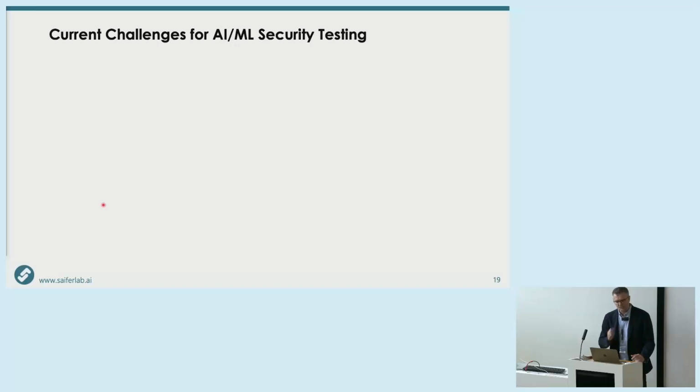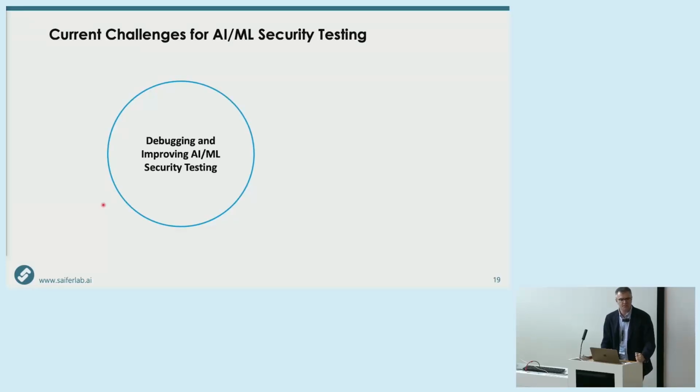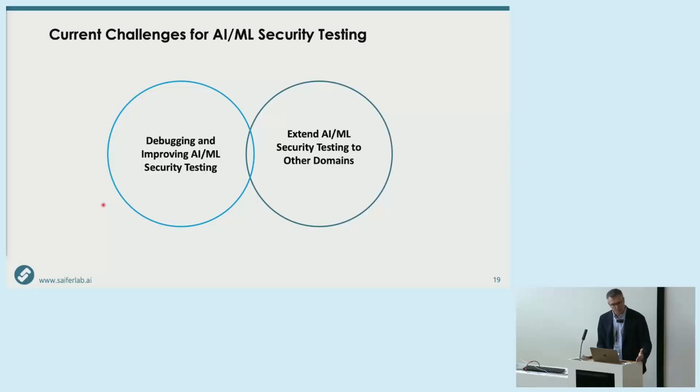So what are the main challenges on security testing of these models that I will try to dig into a bit deeper in the remaining hour? First of all, it's very difficult. When you do empirical evaluation, it's very difficult to get reliable numbers. So debugging and improving testing is still an open problem, especially if you move away from the Lp norm models. And the other challenge is how to apply this kind of testing to other domains that are not just images or audio where you have additive perturbations.